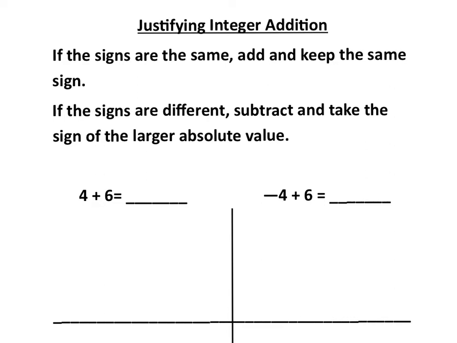So when it comes to justifying integer addition, or justifying in general, it means you're going to be writing more sentences than you are doing the actual math. The thing to remember for this is that it will only work with 2 numbers. Anytime you're given a problem and it's got more than 2 numbers, you can't go about it this way. You're going to have to break it down and deal with 2 numbers at a time.